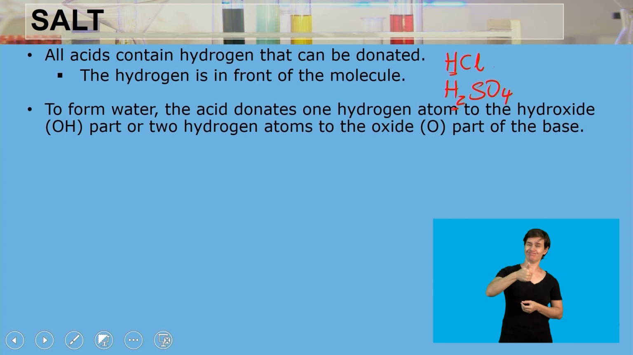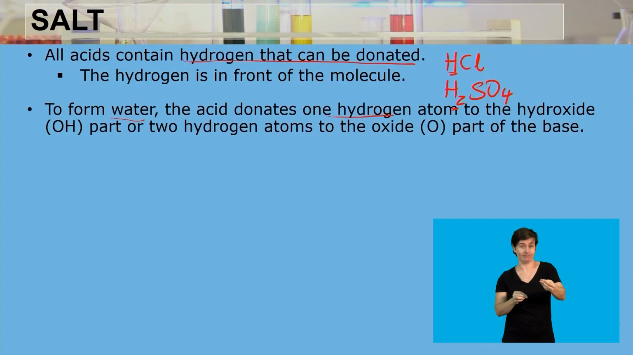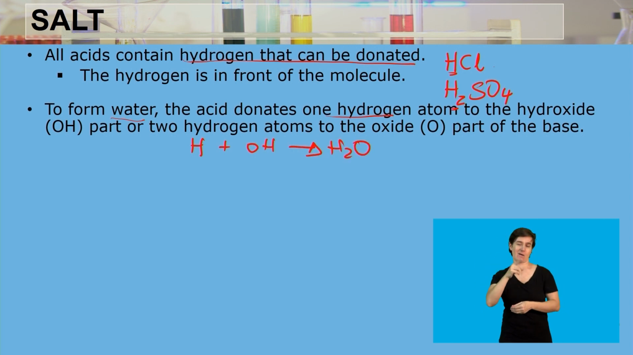And then we need to know that to form water, the acid will always donate one hydrogen atom to the hydroxide, which is the OH. We know that the hydroxide is OH. So when we have H and the OH, that is going to give us H2O, which is our water. Now, it can donate that hydrogen to the hydroxide part, or it can also donate two hydrogen atoms to the oxide.